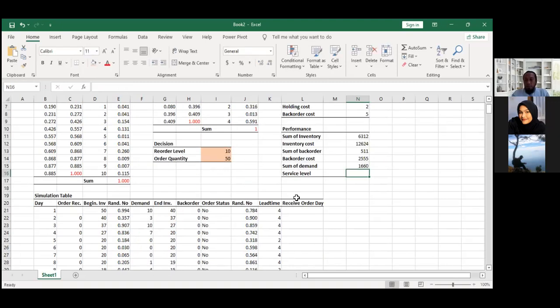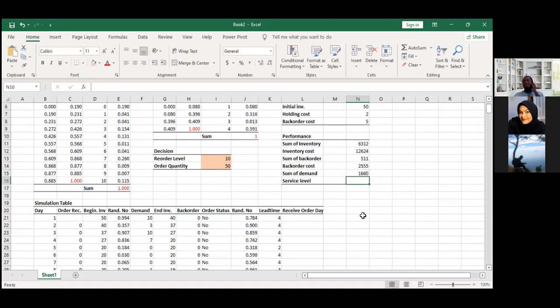Okay, and service level. Service level is our capability to fulfill the demand. So we can use this formula: equals 1 minus the sum of back order, divided by the sum of demand. Sorry, I forgot to write equals to. Equals 1 minus sum of back order, divided by the sum of demand.